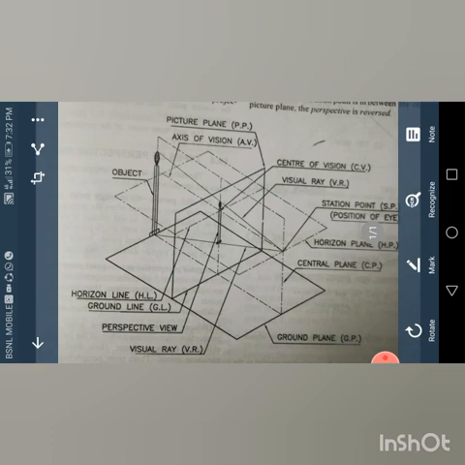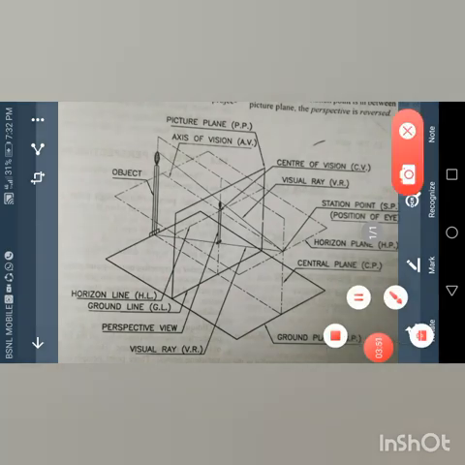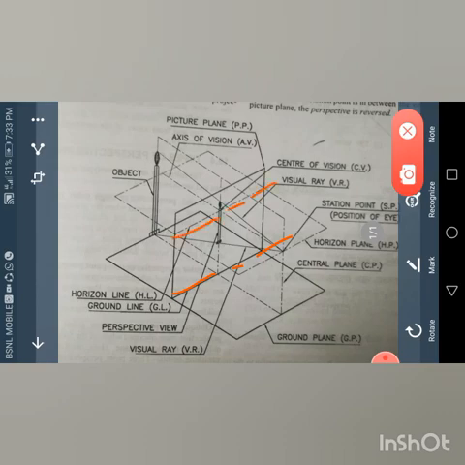Now ground line. Ground line is nothing but where picture plane and ground plane intersect. This is called ground line. Now another line is called horizon line. Horizon line is the intersection of horizon plane and the picture plane. So this is the horizon line, which is the intersection of picture plane and the horizon plane.